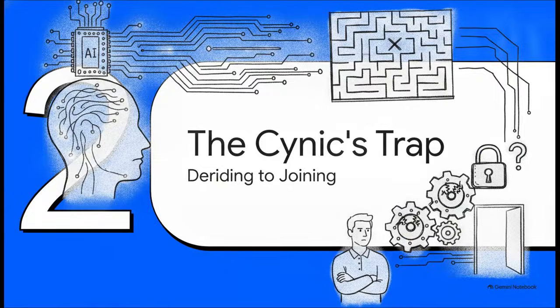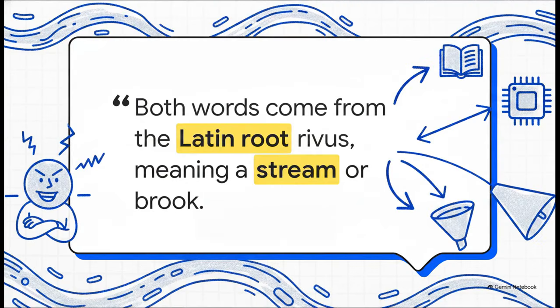Moving right along to Section 2, bypassing the cynic's trap, the psychology of deriding to joining. Standard observers get so completely stuck here, but look at this linguistic connection. Pouring out scorn or deriding shares the exact same architectural origin as drawing from a source or deriving. They both come from the Latin root rivis, meaning a stream. Meaning, to successfully mock a new piece of technology, you actually have to study its inner workings closely.